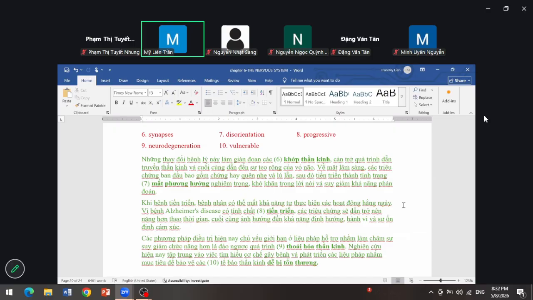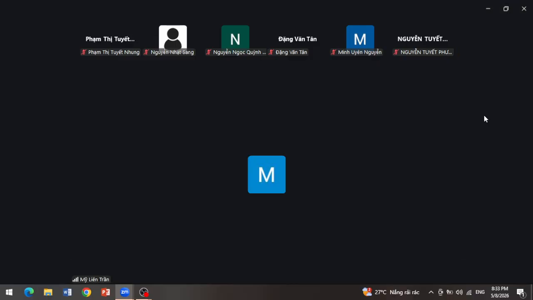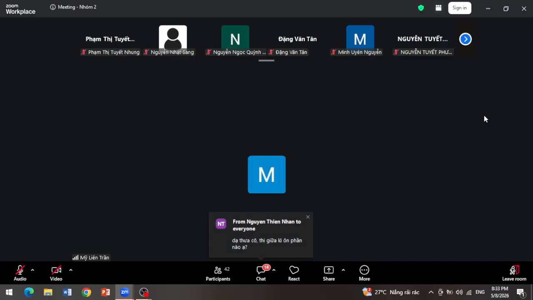Then that's all for the test. For part 1, reading for the nervous system. Are there any questions for this part? Okay, for this part, make sure you understand the vocabularies or the main idea and details of the reading passage related to the nervous system.